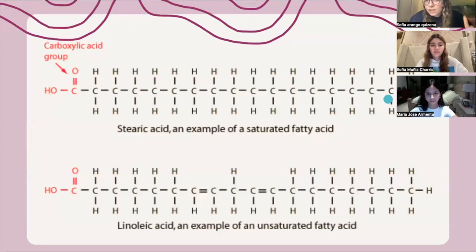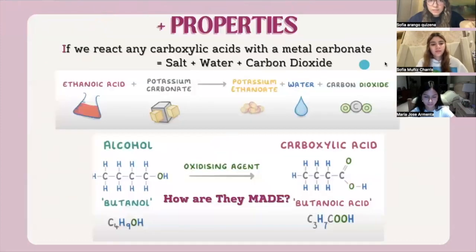Now, let's take a look at this small question. We see that the first one is a saturated acid because the bonds between the carbons are single. And the one below is an unsaturated acid, linoleic acid, because it also has double bonds between the carbons. And it has the carboxyl group at the left.